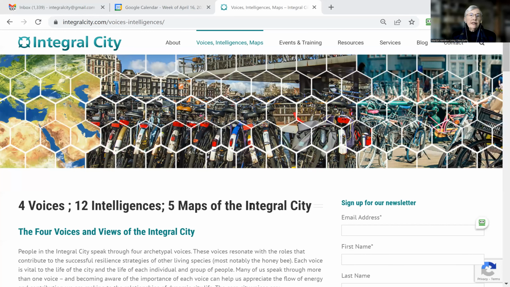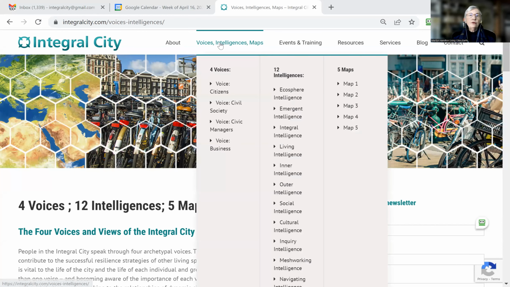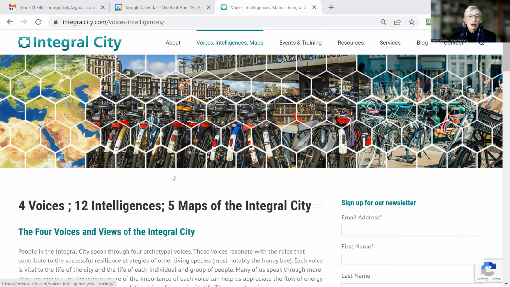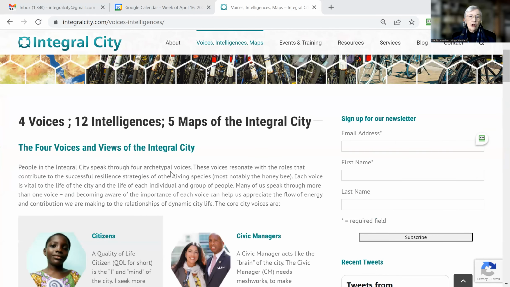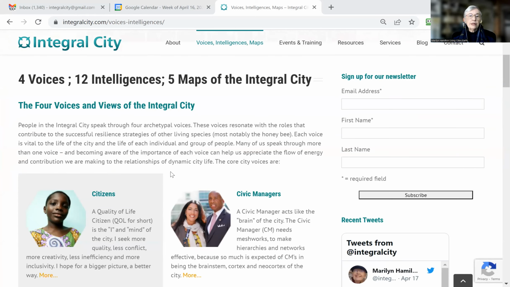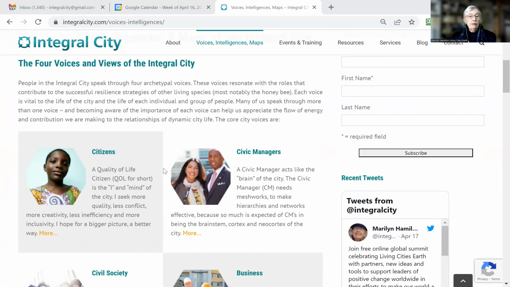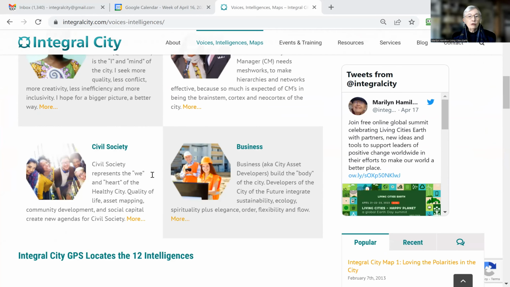So the website for Integral City has, of course, the homepage, but go to the one that's indicated as Voices and Intelligences. And if you hover over that, you'll find that there's really three parts to that page: 4 voices, 12 intelligences, and 5 maps. Elsewhere, I have a good video explaining the 4 voices. And on the website, you will be able to scroll past those.